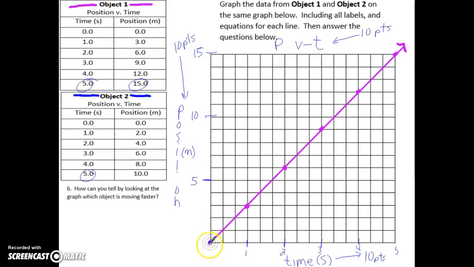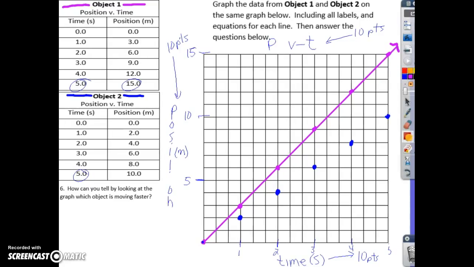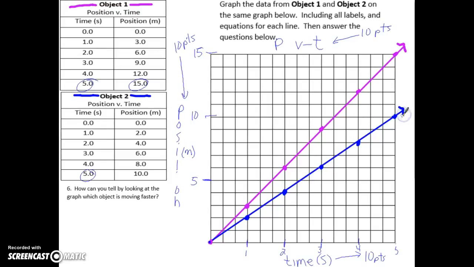And let's graph the next. Object 2, 0, 0. 1, up 2. Over 2, up 4. Over 3, up 6. Over 4, up 8. And over 5, up 10. Let's extrapolate that.